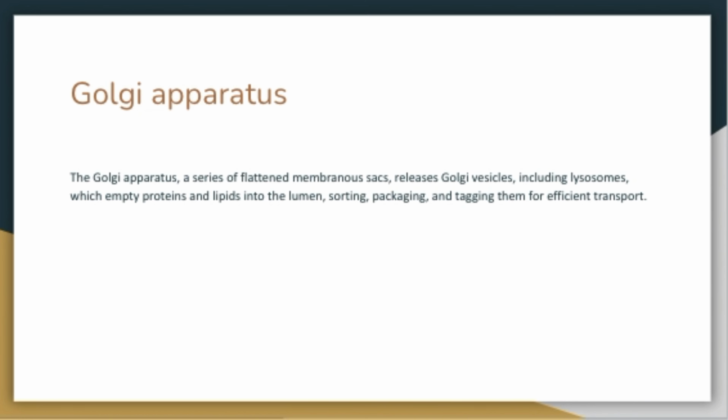The Golgi apparatus releases Golgi vesicles. Lysosomes are a special type of Golgi vesicle. The Golgi apparatus is a series of flattened membranous sacs. Transport vesicles form at the endoplasmic reticulum and fuse with the Golgi apparatus. The transport vesicles empty proteins and lipids into the lumen of the Golgi apparatus. As the proteins and lipids travel through the Golgi, they are sorted, packaged and tagged so that they can be sent to the right place.